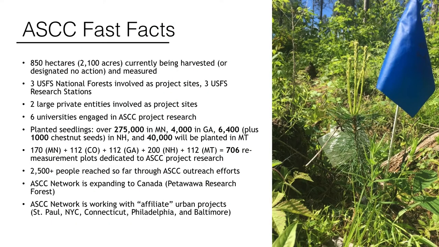And then some fun facts about the ASC project. There's over 2,100 acres that are currently being harvested or designated as no action and being measured as a part of this project. There's three U.S. Forest Service National Forests that are involved and engaged in this process, as well as the research stations involved with those U.S. Forest Service plots, and two large private entities, the Dartmouth Second College Grant and the Jones Ecological Research Center. We have six different universities that are engaged in project research, and that number continues to grow as more people are interested in doing wildlife monitoring or bird migration monitoring at a lot of these plots.